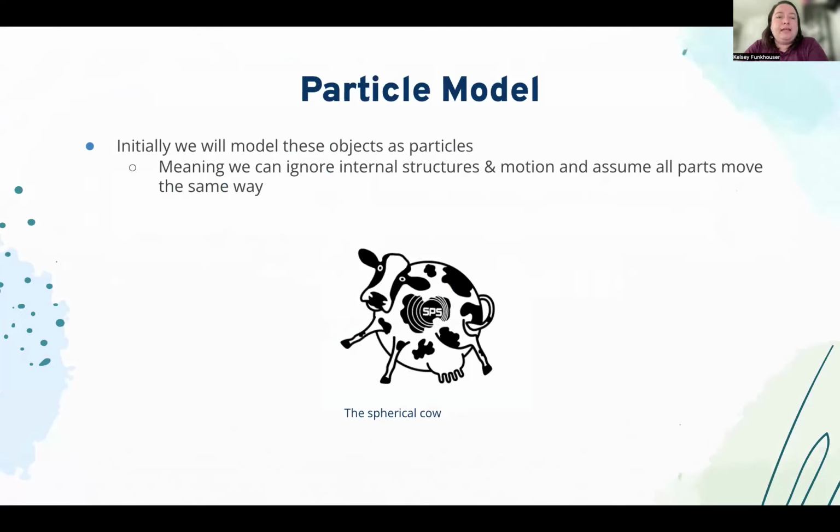So in classical mechanics, we start out with what is called the particle model. In order to understand the effect of the interactions between an object and its environment, we start by simplifying the object by thinking of it as a particle. This is called the particle model, and it just means we can ignore the internal structures and motion and assume that all parts of the object move the same way. This is useful for learning fundamentals, and then eventually we will analyze extended objects.